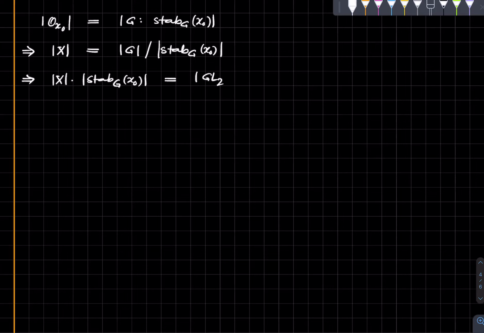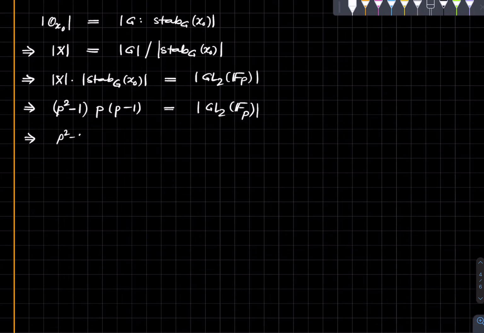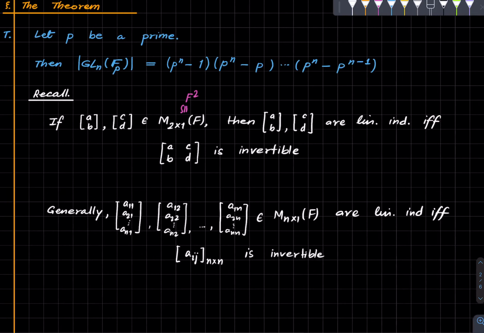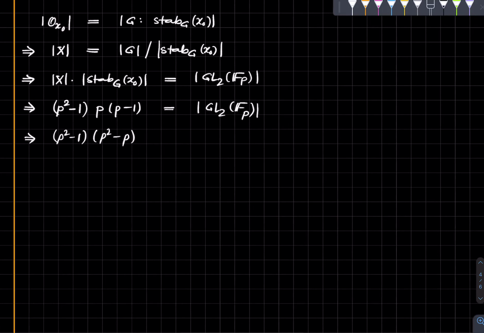which implies the cardinality of X is what, p, sorry, not p, it's p square minus 1, because it's 2 cross 1 matrices and then you puncture it. And this is, as we noticed, p into p minus 1. So this is equal to the cardinality of the group that we want. And that means this is equal to (p square minus 1) times (p square minus p), which matches with what we have written here. For n equals 2, this is exactly what you get. So we have done it for n equals 2.